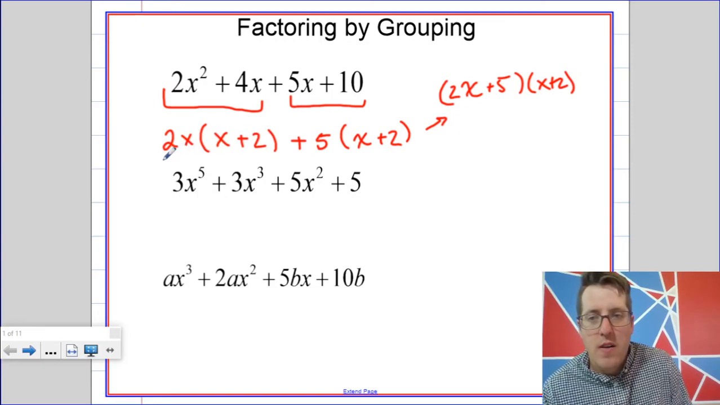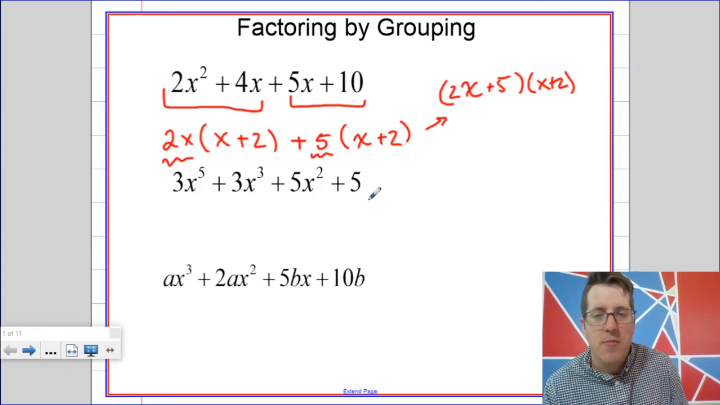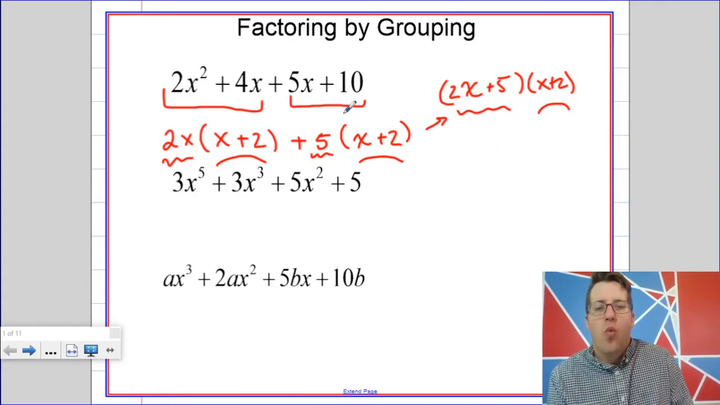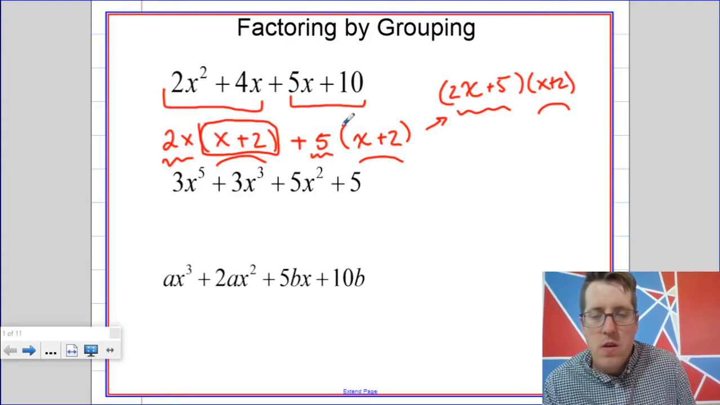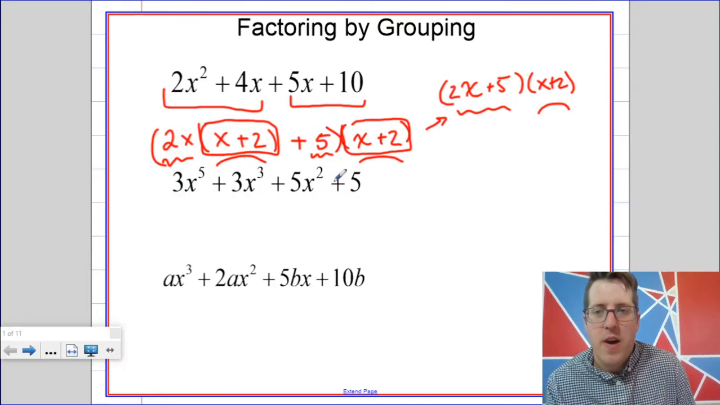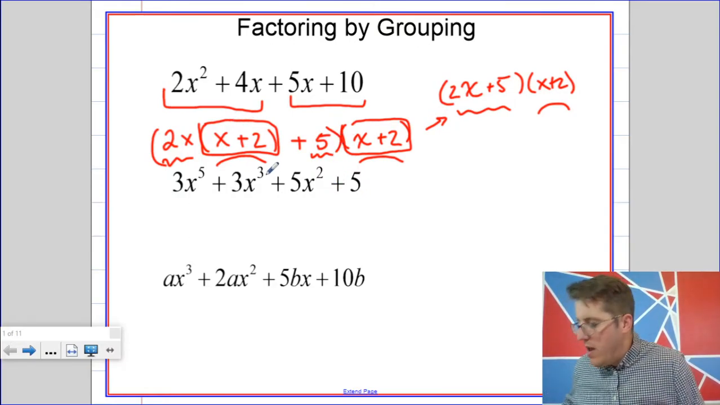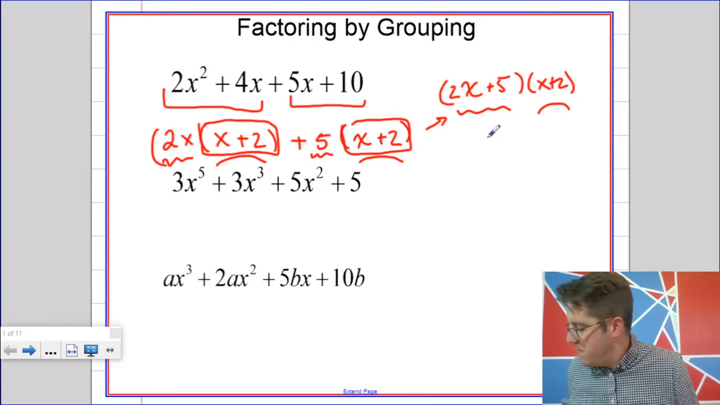So the 2x plus 5 came from here, and the x plus 2 came from here. So what you're actually doing when you do that is you're saying there is a common factor here. So I can pull that out, and when I pull that out, I'm left with 2x plus 5. Now we don't write it that way, we write it this way.